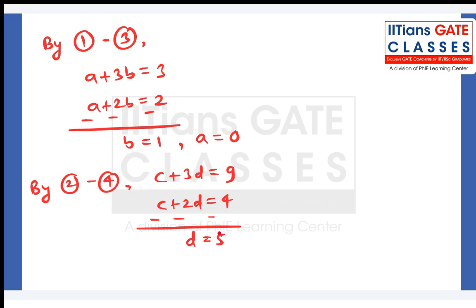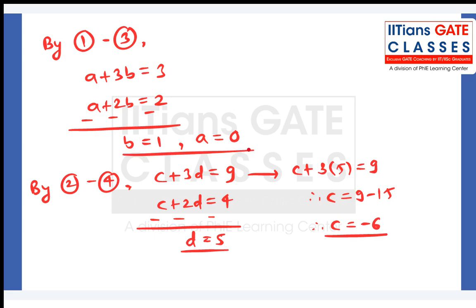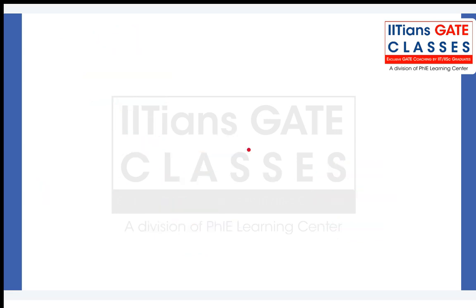And put D as 5 in any of these equations. If you put it here, it is 3 into 5 equal to 15, so C is 9 minus 15. C is minus 6. Okay, so all of the unknowns you have got now. And then you can write your matrix, that is the unknown part, as: given matrix A is nothing but ABCD. A is 0, B is 1, C is minus 6 and D is 5. Okay, so this was your unknown matrix.